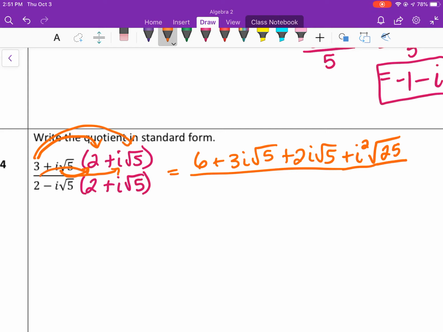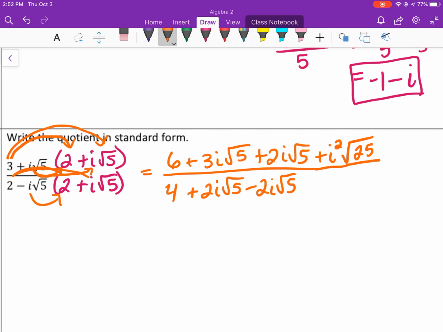Foiling on the bottom, 2 times 2 is 4. 2 times I square roots of 5 is 2I square roots of 5. Negative I square roots of 5 times 2 is minus 2I square roots of 5. And negative I square roots of 5 times positive I square roots of 5 is negative I squared times the square root of 5 times 5, which is 25.